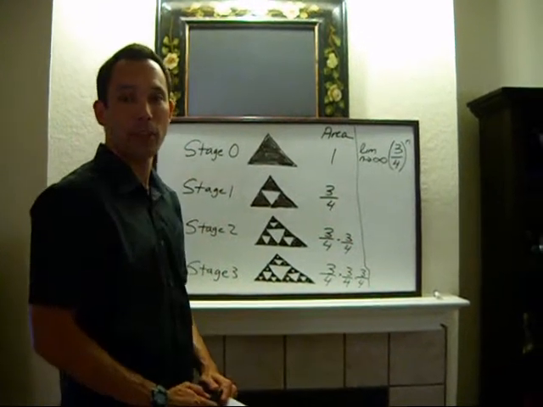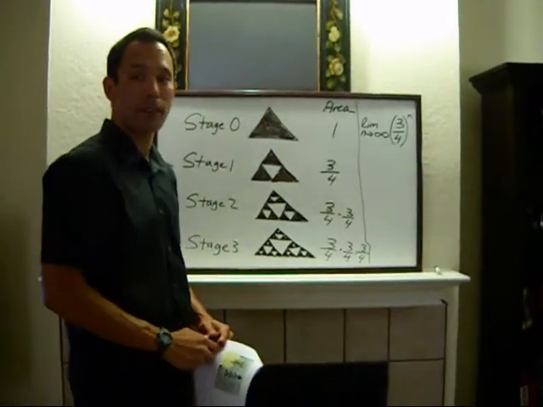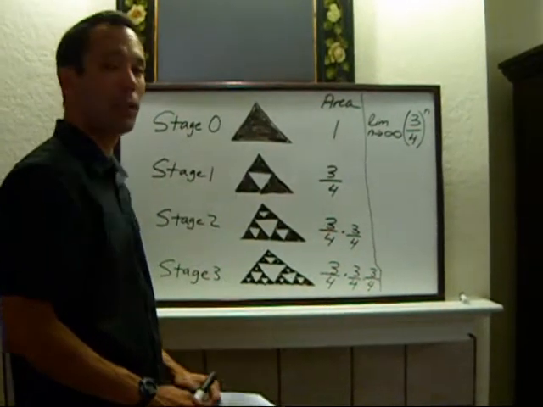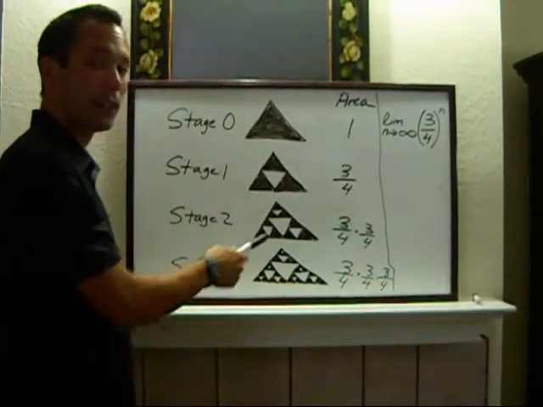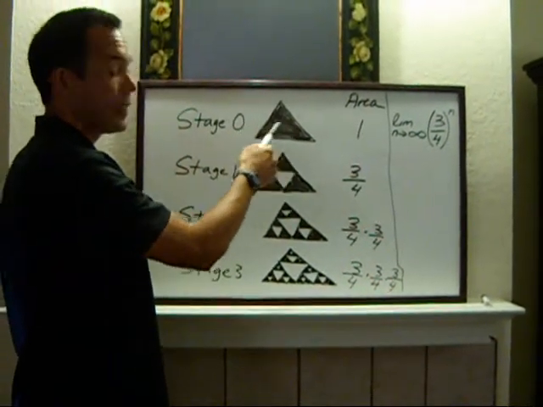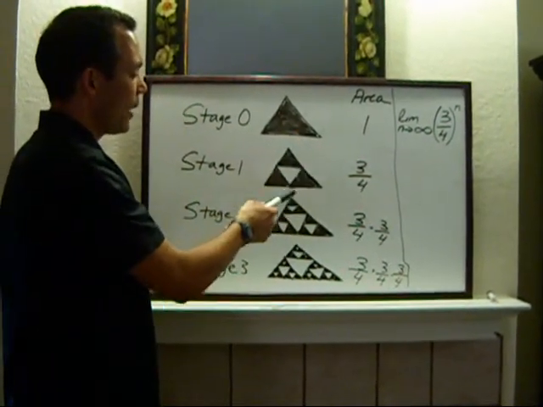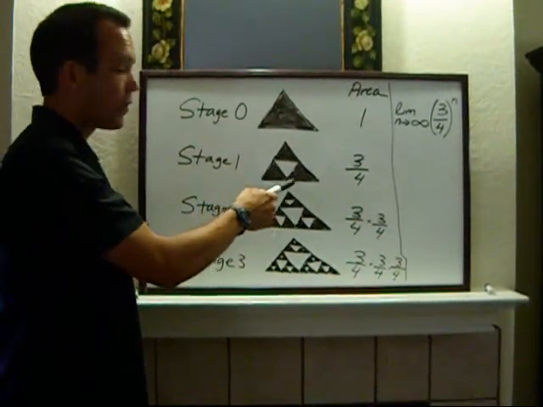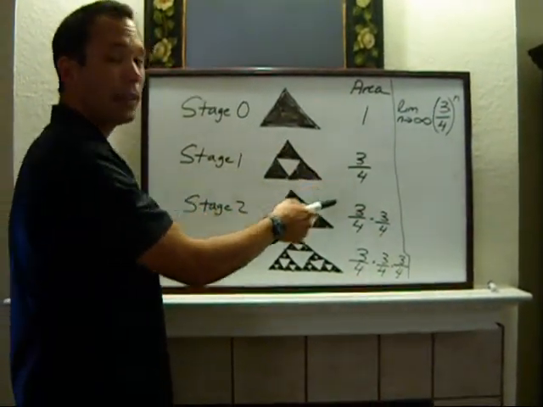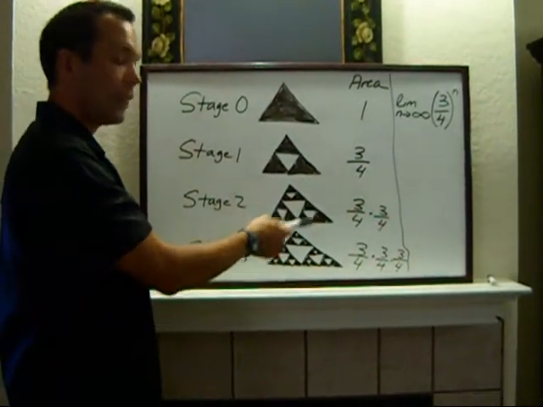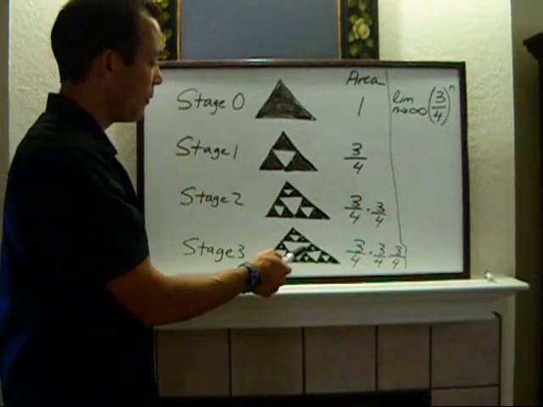Okay, so we're going to continue from where we left off when the tape ran out a little bit earlier. We were talking about the areas of each of these triangles. As I was saying, the area at stage 0 includes the entire triangle. And as you go down to stage 1, you're taking out 1/4 of the triangle, so now your area is going to be 3/4.